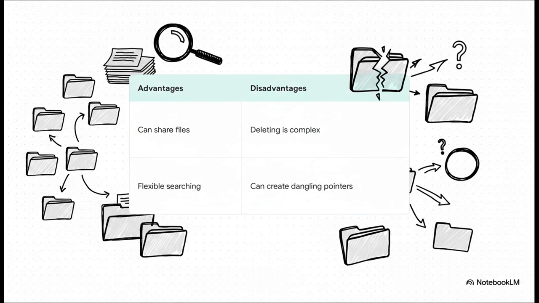But here's the trade-off. We get this incredibly powerful ability to share, which is essential for how we work today. But it makes things more complicated. Like, what happens when you delete a shared file? If the system isn't super careful, you can end up with broken links or dangling pointers that are pointing to something that just isn't there anymore.